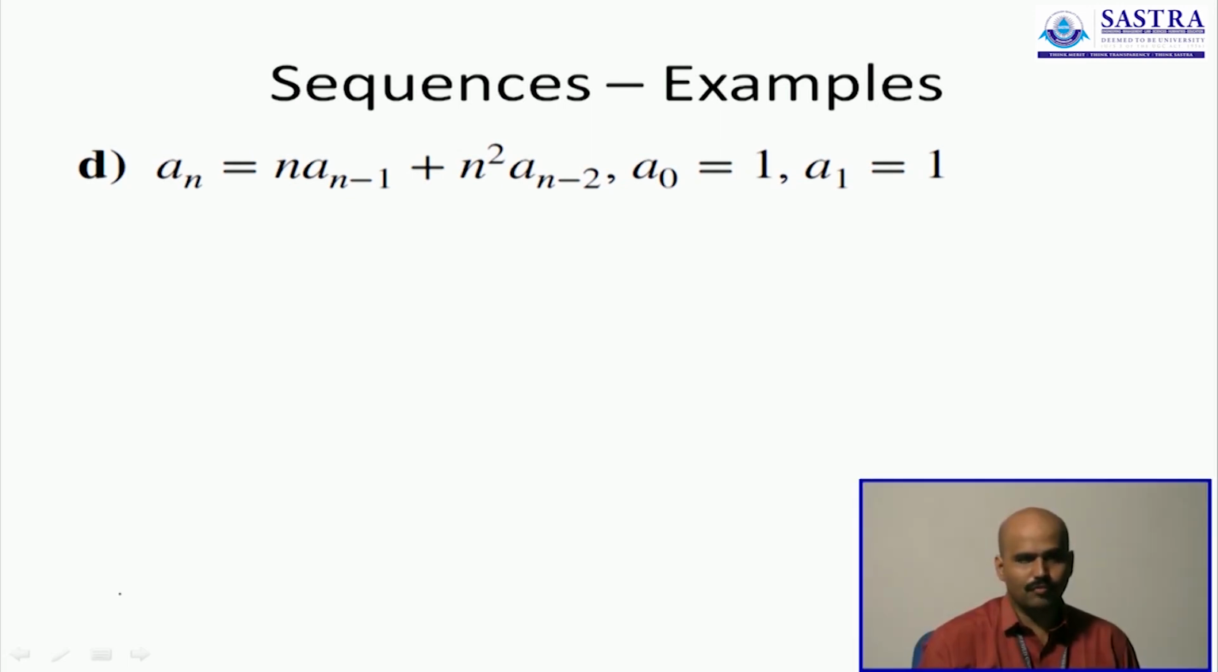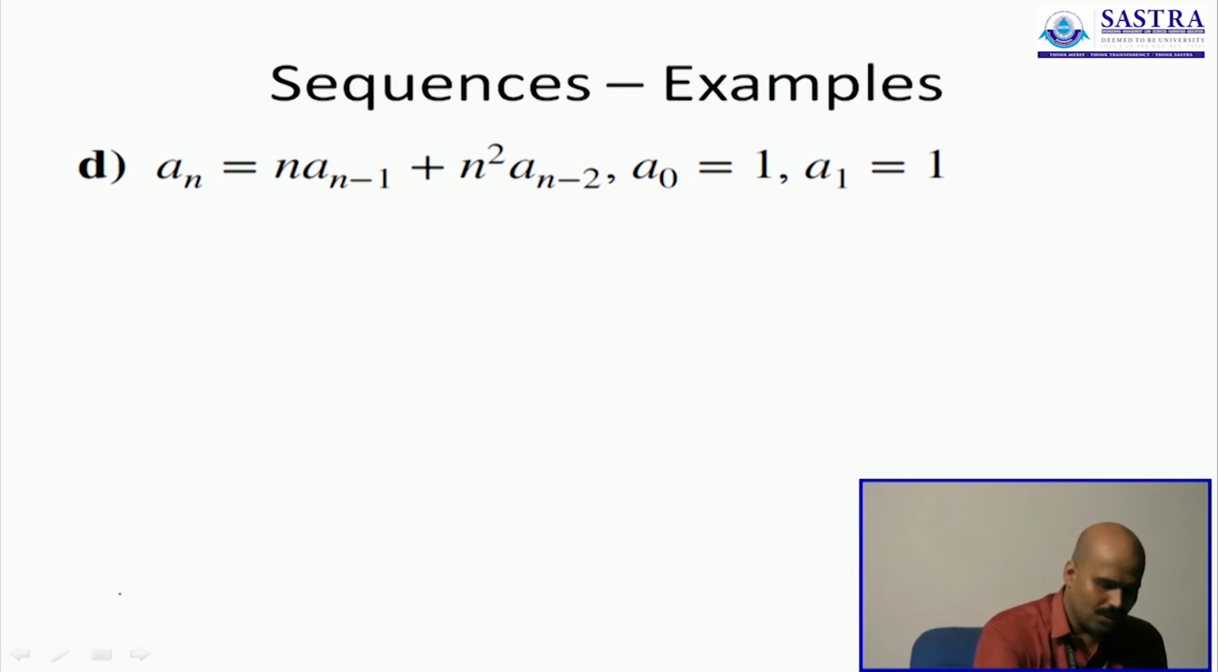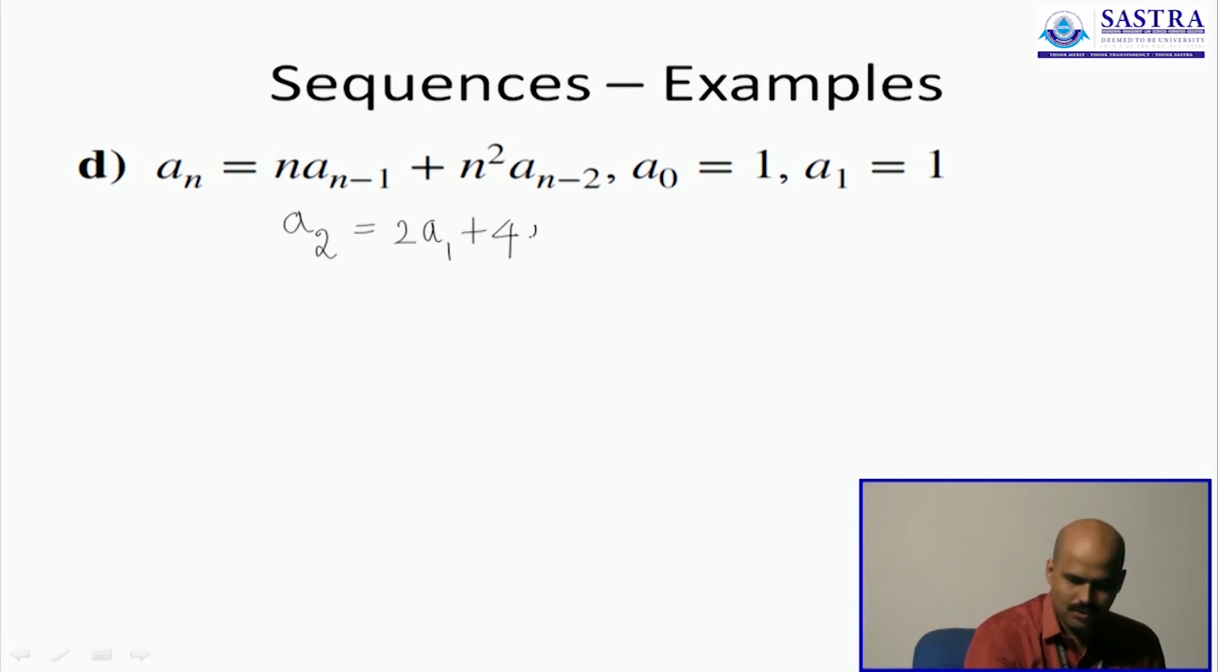We will find 4 terms of the sequence. We will start with A2. A2 is going to be 2 times A1 plus 4 times A0. A1 is 1, and A0 is 1, so 2 times 1 plus 4 times 1 is exactly 6.